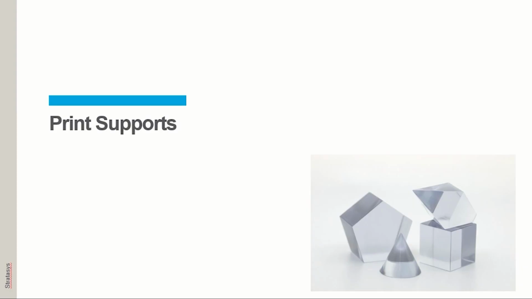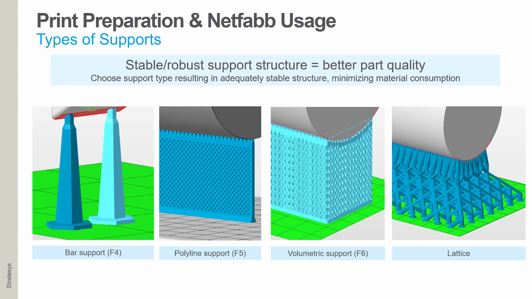The more you use your Origin 1 printer, you will find adding supports as a necessary skill that can take time and practice to become efficient. Autodesk Netfabb enables users to add these types of supports: bar, polyline, volumetric, and lattice supports. How stable and robust supports are created can affect the success and final quality of a print.